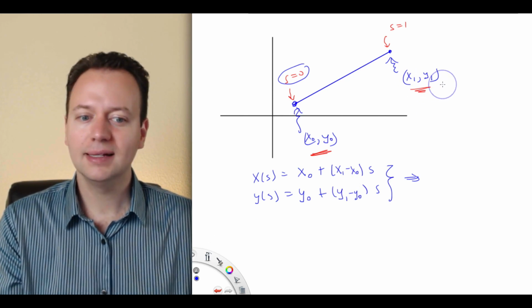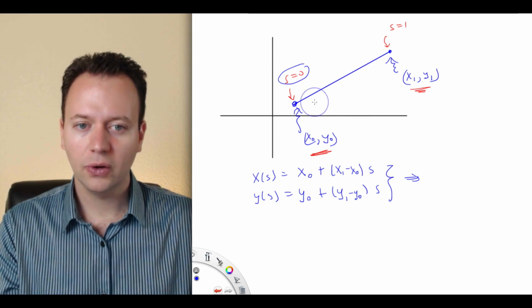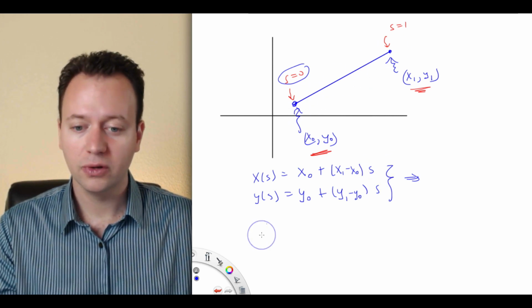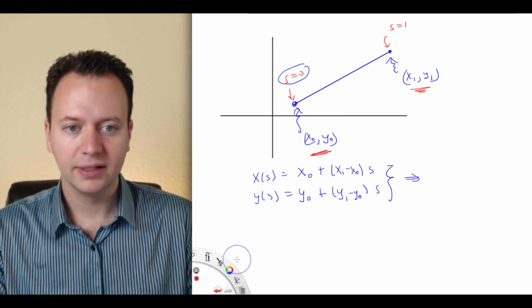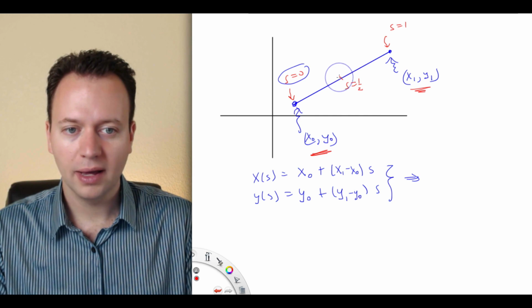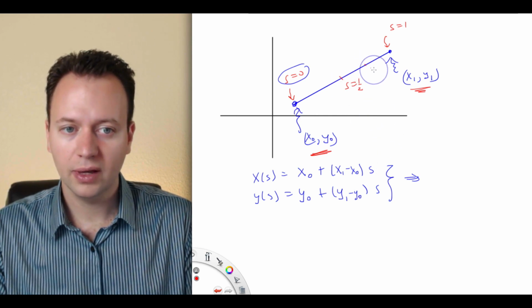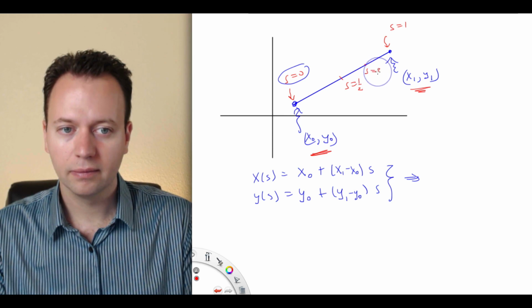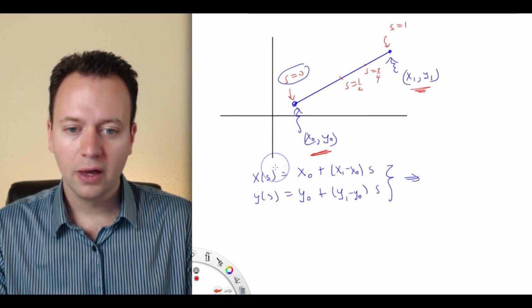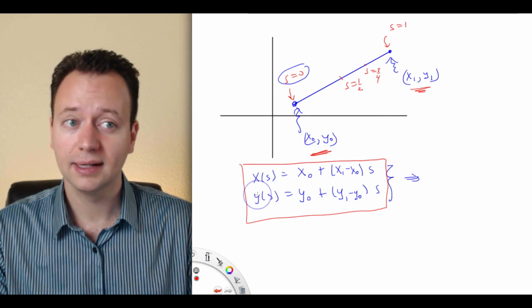And then it makes sense that if s is any fraction between 0 and 1, it's going to give you a point between those 2 points. For example, if s is equal to 1/2, you might get the midpoint. If s is equal to 3/4, you would get this point up here, and then so forth. So this is a handy way of parameterizing line segments.